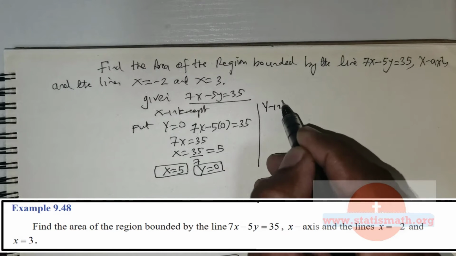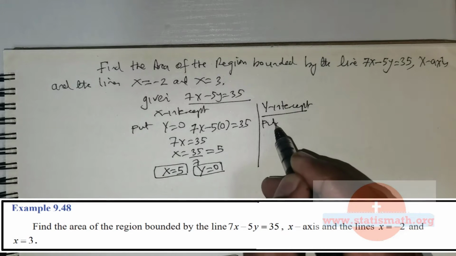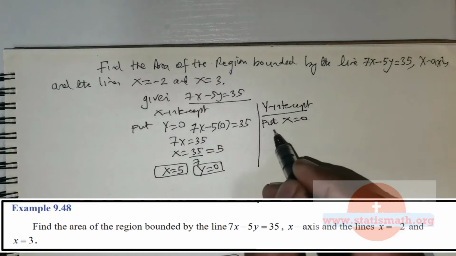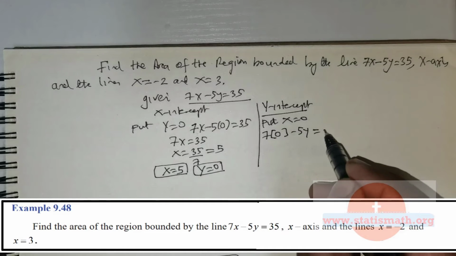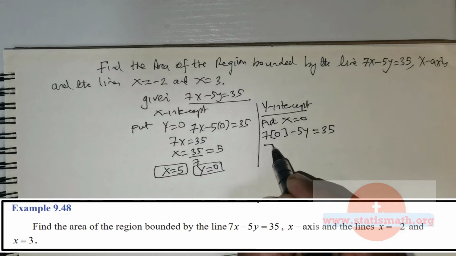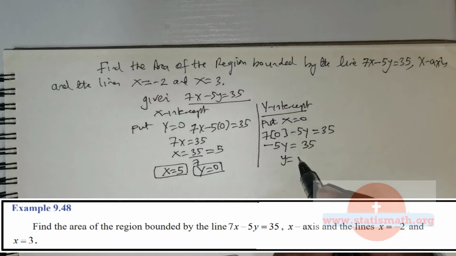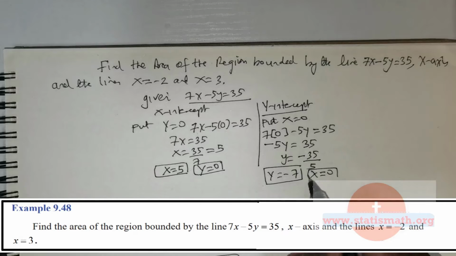Next, you find the y-intercept. Now to get the y-intercept, you need to put x = 0 in this equation. So that would mean 7(0) - 5 times y = 35. This is -5y = 35. This is y = -35 divided by 5. So y = -7. So this is got when x = 0.